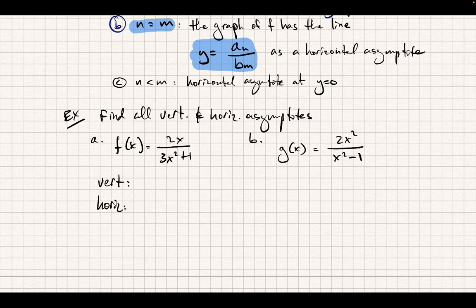The only time the leading coefficients come into play is when the degrees match. That's the only time.